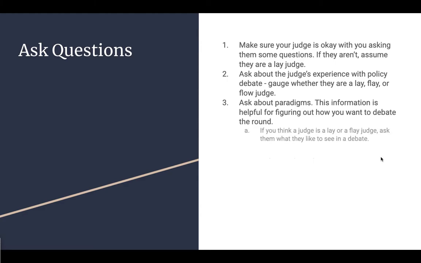If you think that they're going to be a lay judge or flay judge, rather than ask them the jargon word paradigm, you should ask them what they like to see in a debate. This may not give you concrete, super specific answers. They're not going to say, "Oh, I don't like counterplans," because they most likely won't have heard of the specific term counterplan before. But this does give you information as to what types of things they value in a round.